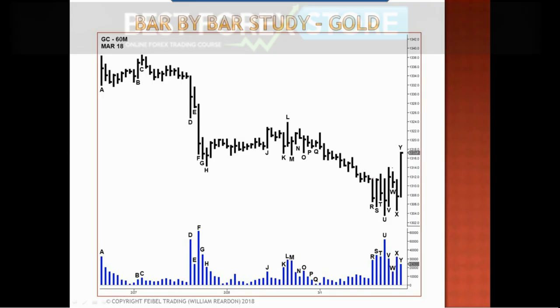Bar W, lovely little bar. Narrow spread, low volume, down bar, closes under. There is a lack of follow through to the upside as we can't test the highs. The volume is in sync, more or less, with the spread. So this indicates a lack of selling pressure.